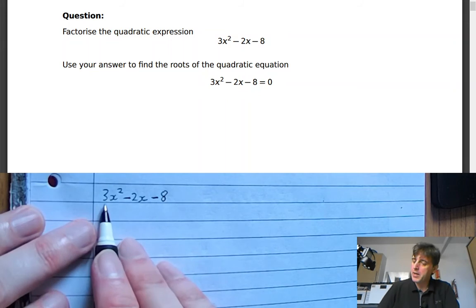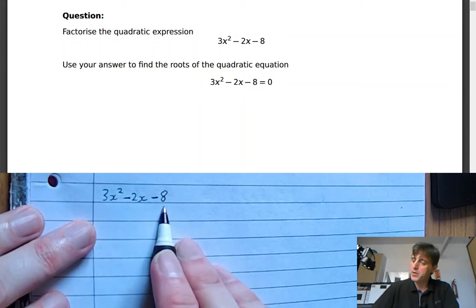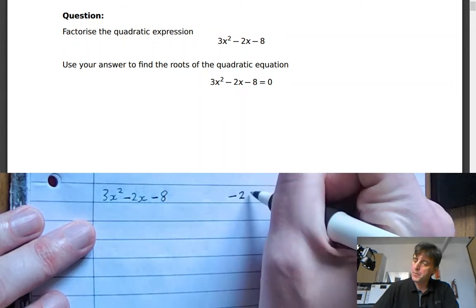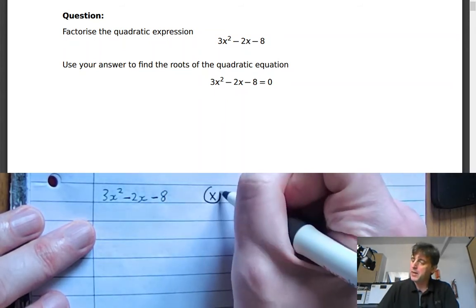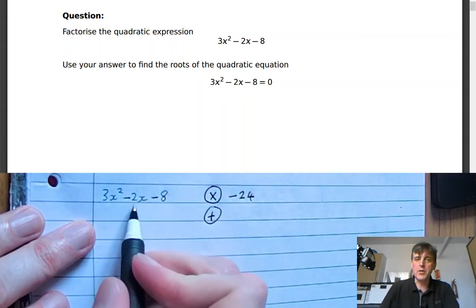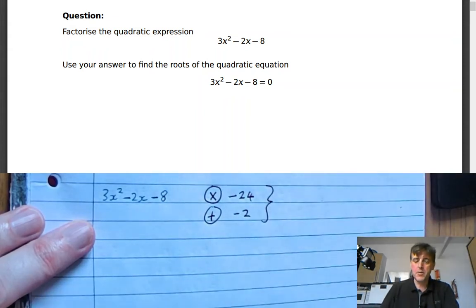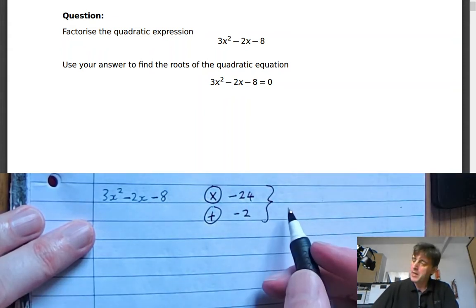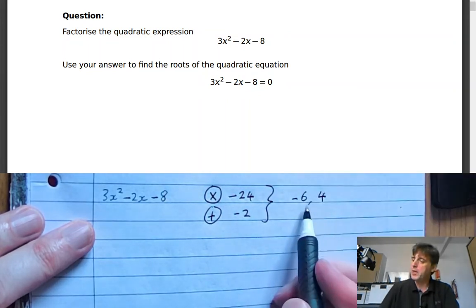So if I take the 3 here, which is the coefficient of x squared, multiply it by the -8, I get -24. And I need to find two numbers which multiply together to make that -24, and which add together to make the x coefficient here, which is -2. If you use this method, you will already have worked out that those two numbers will be -6 and 4. If we multiply those two numbers together, we get -24. We add them together, we get -2.